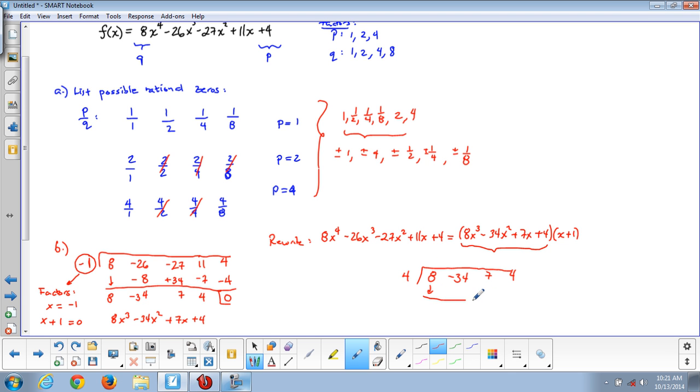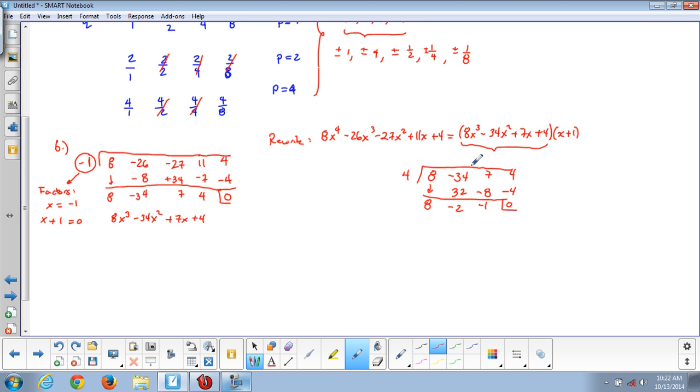Drop down the 8. 8 times 4 is positive 32. Add these two, you get negative 2, negative 8, negative 1. Again, I'm multiplying negative 4 times negative 1, putting the product here, adding these. I do get that the remainder is 0. Okay. So now we are at this stage right here where our polynomial, which was now just this one, I want to go ahead and write, instead of 8x cubed minus 34x squared, by the way, our answer here is 8x squared minus 2x minus 1 times this should give us this.